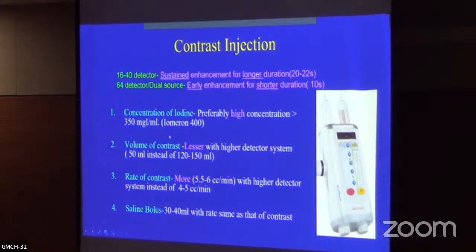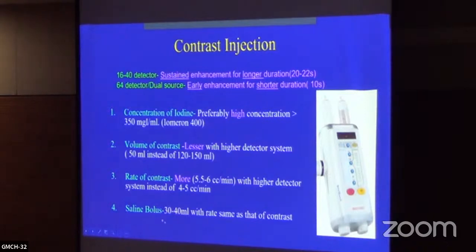contrast may be used. Volume of contrast, if you want it for a shorter duration, like I mentioned before, then you need lesser contrast agents, like we are using just 40 or 50 mils instead of 120 to 150 ml, which will be required if you're using a 16 slice scanner. Rate of contrast, again, you want rapid enhancement in the higher detector system. So we give a contrast rate of 5.5 to 6 cc per second instead of 4 to 5, which may be required if you are going to do your study for a longer duration of time.